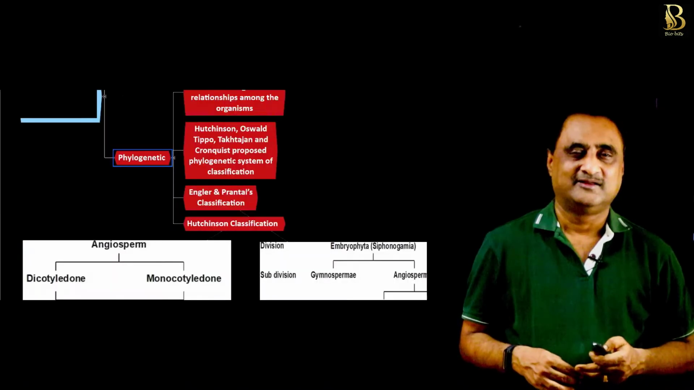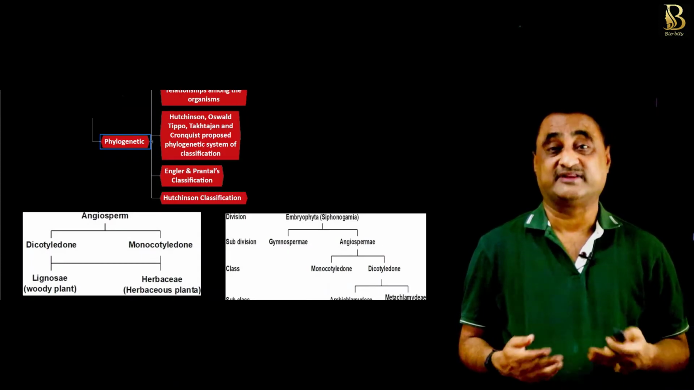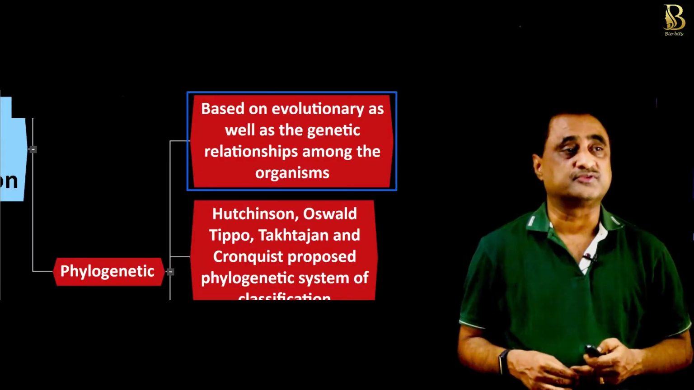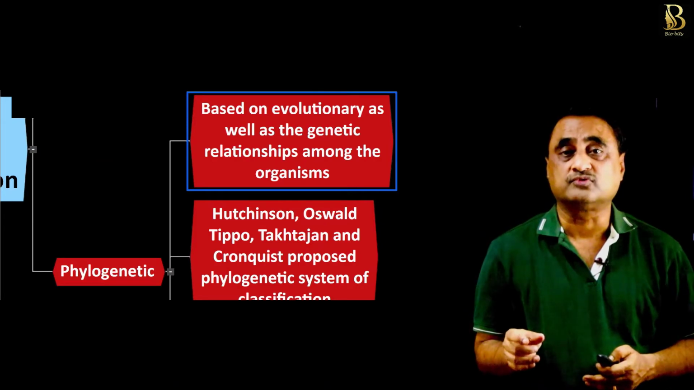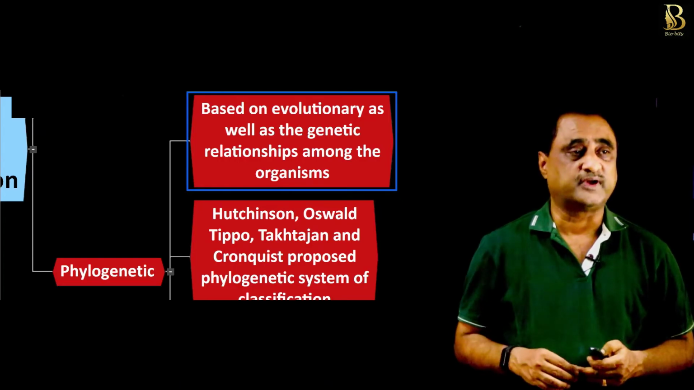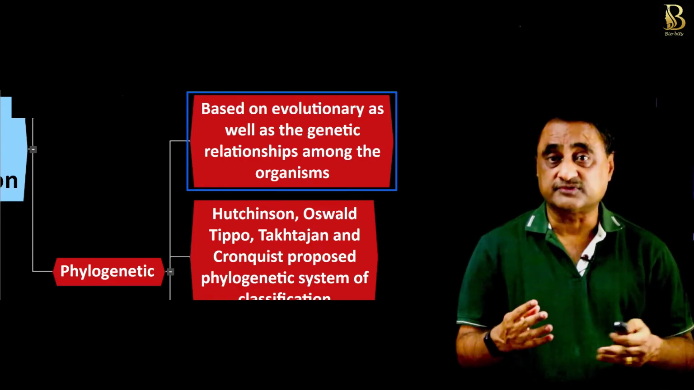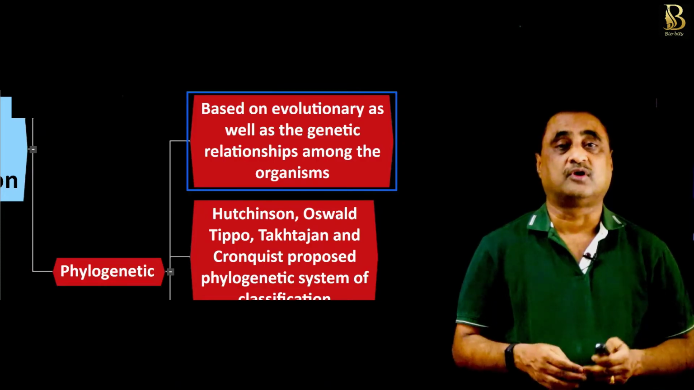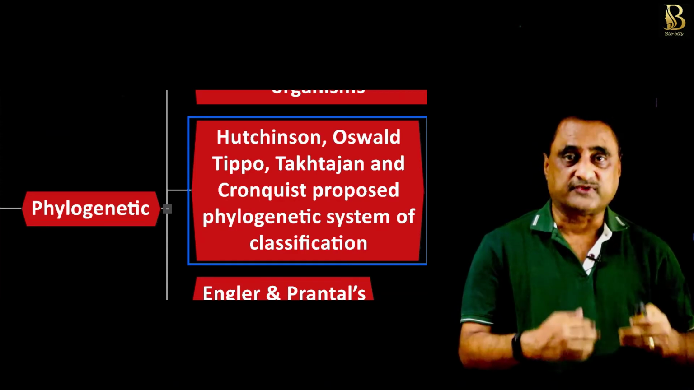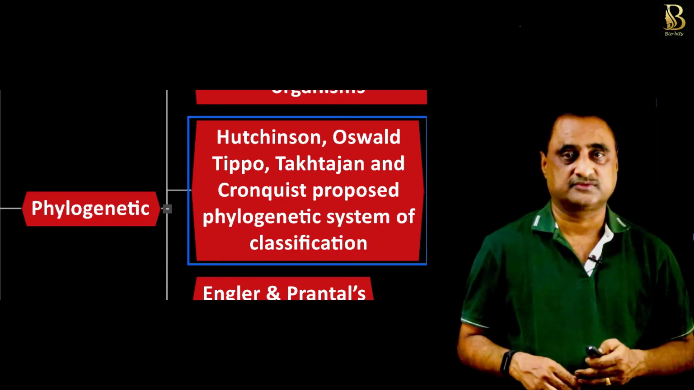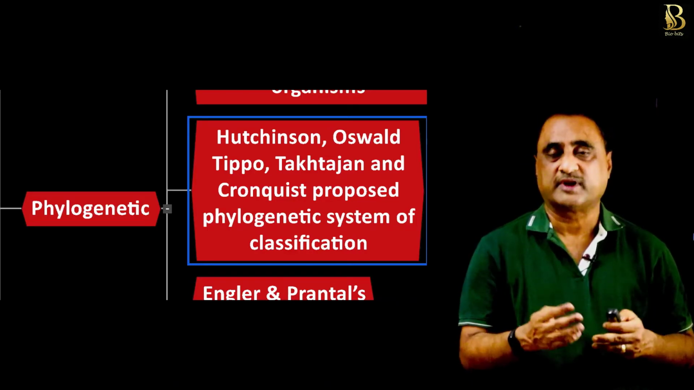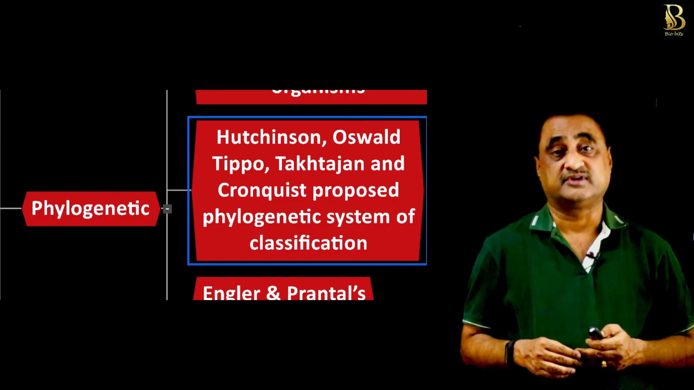Let's come to the last one, which is called phylogenetic. Now, what is phylogenetic? In phylogeny, such classification is based on the evolutionary relation between different species. This is what we call phylogeny. Different workers have given their own systems of phylogenetic classification, and the most popular among them is Hutchinson's classification. In addition to that, we have Takhtajan, Oswald and Tippo, who also gave phylogenetic classifications.